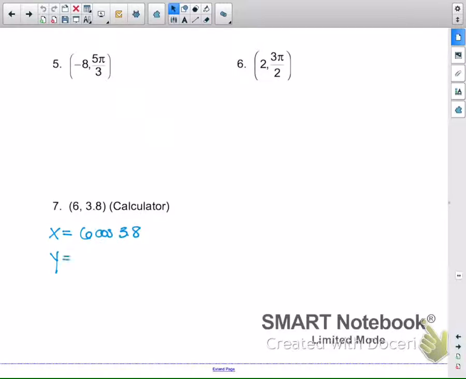So to get each of these, I would type them in my calculator, making sure that I am in radian mode. And you're going to get decimals. I typically round to 2 decimal places for each of these.